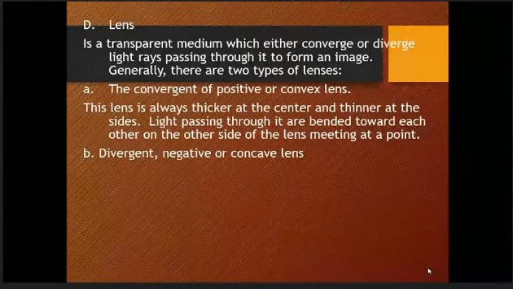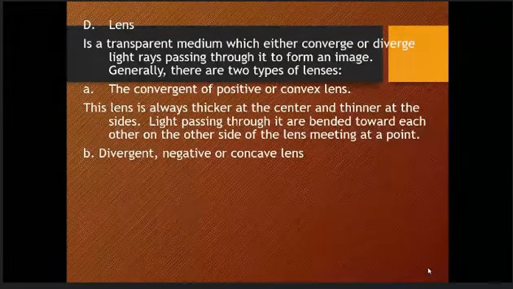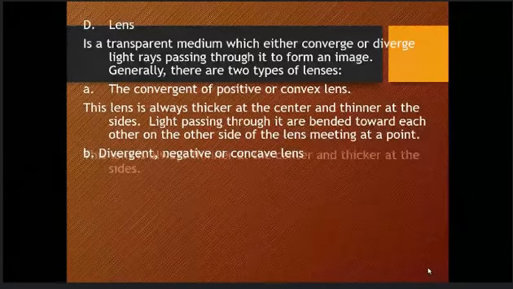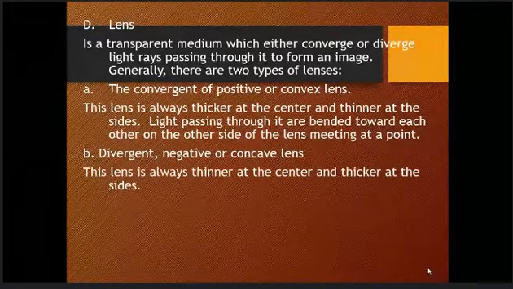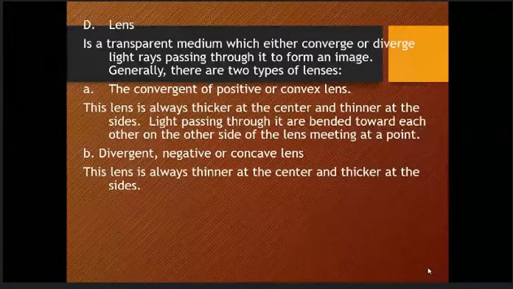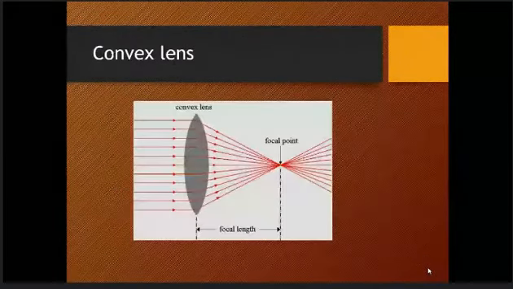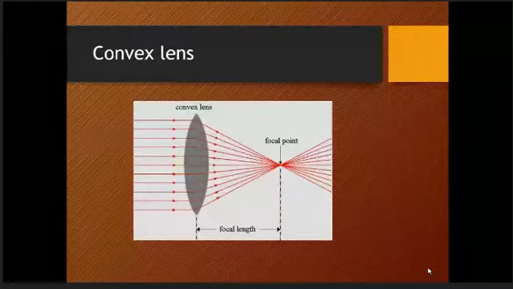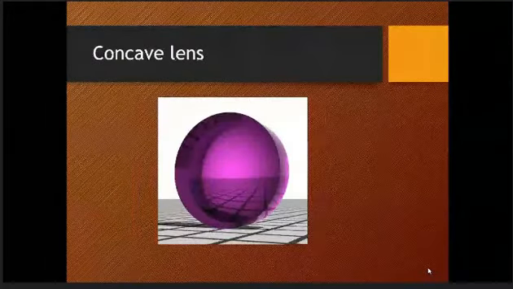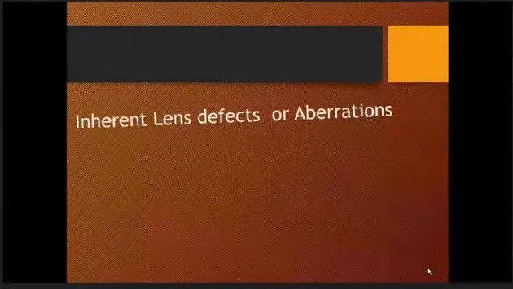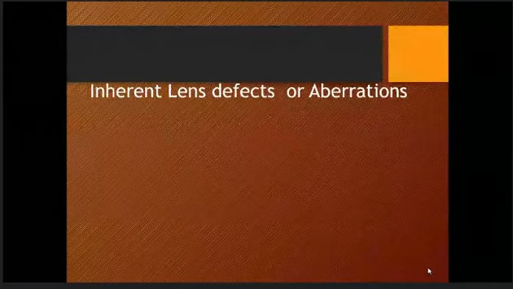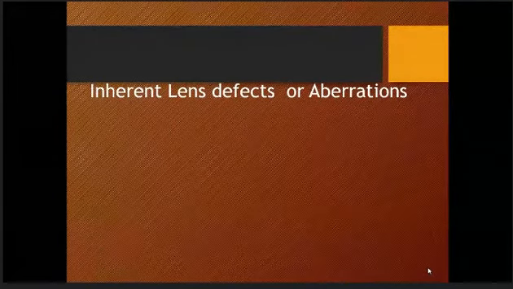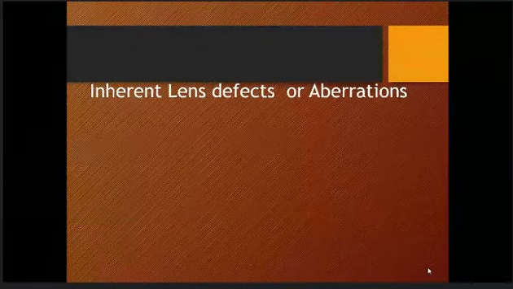Then naputay gitawag nga divergent or negative or concave lens. May opposite ni siya sa convergent or positive. Thinner at the center and thicker at the side. So mao ni ang convex lens. Then we have also the concave. This is opposite. So ako lang ipakita ni sa inyo just to let you see this inherent lens defects.